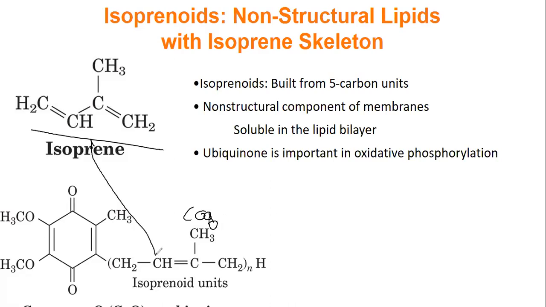So isoprenes, they are components of the membrane. They're not structural though, so they're not like a lipid, but they do other things, like I said, can carry electrons in oxidative phosphorylation.